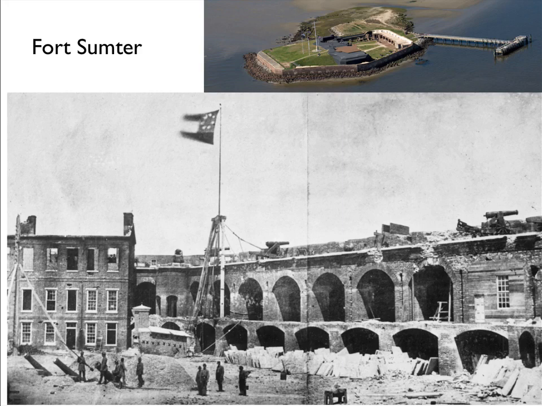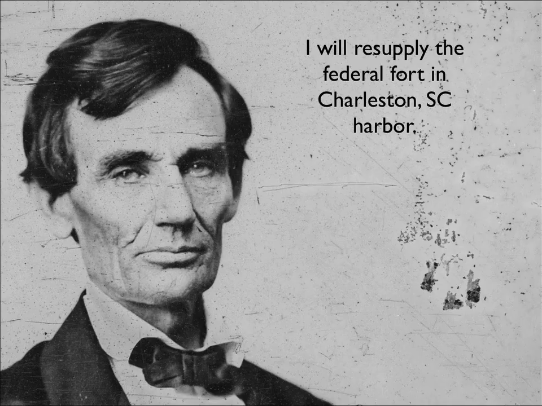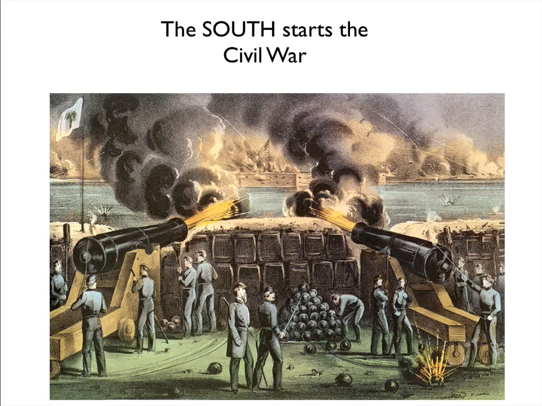And the Confederates in Charleston demanded that the federal army in Fort Sumter surrender it to them. The federal troops refused to surrender it. Things got kind of nasty. Food was running out, that type of thing. Lincoln said, I'll resupply this federal fort in Charleston Harbor. I'll send ships to resupply it. I won't push my way through the land. I'll just send some ships down and they'll resupply the fort. The Southerners say, no, no, no, no. So the Southerners decide to fire on Fort Sumter, and the South starts the Civil War.